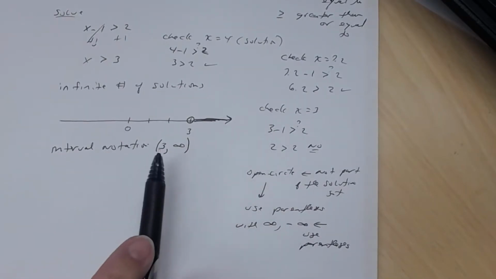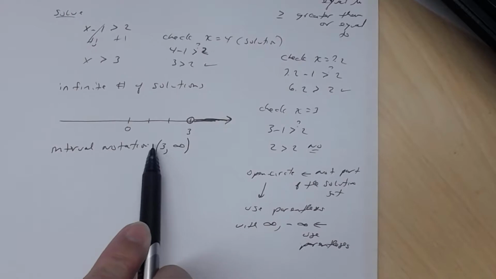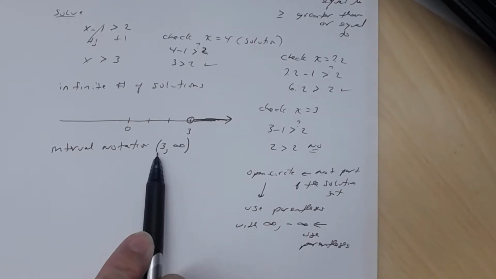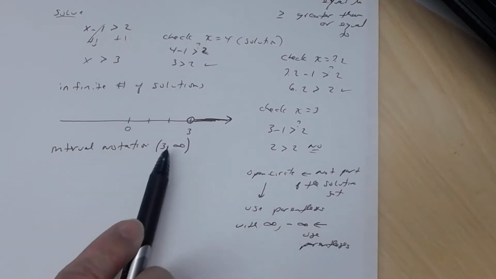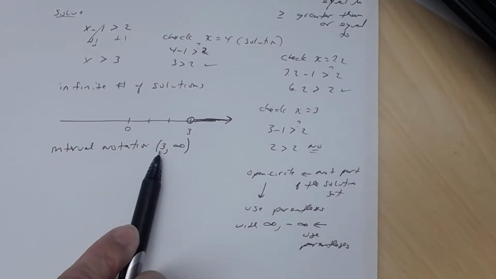So you're saying my solutions are any number from 3 to infinity, not including 3 because of the parentheses. We had an open circle. There was no equal sign, so you use an open circle and parentheses.